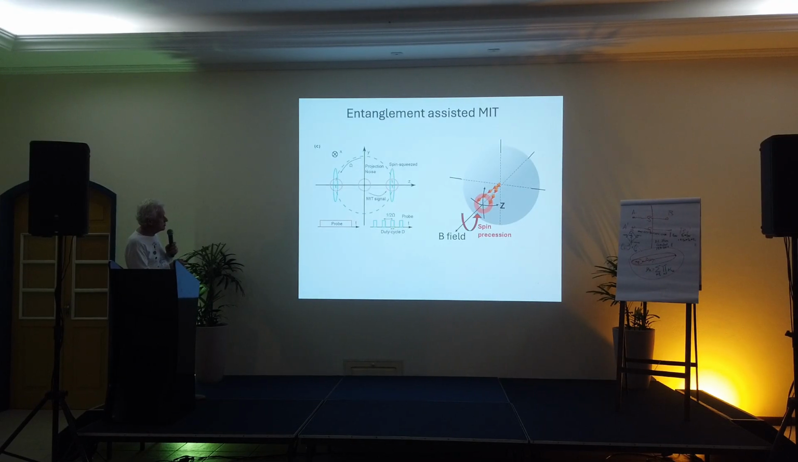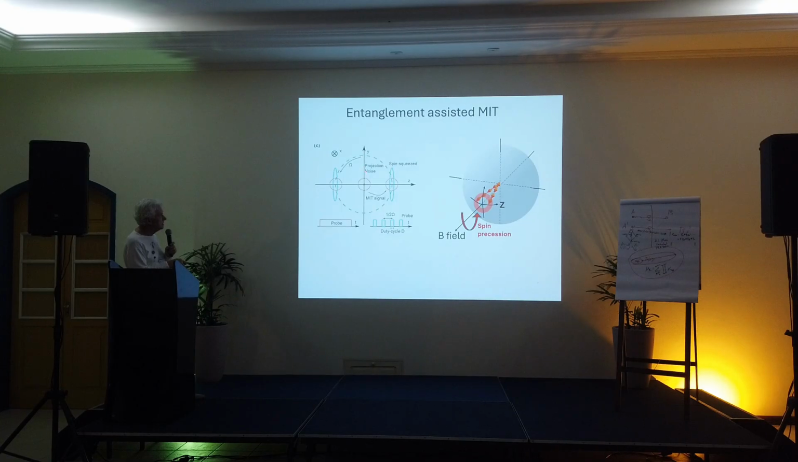Another picture showing how it works. So now we're looking at the spin from the top. The spin is precessing like that, and you make measurements here and here and here and here. And again, in the Bloch sphere, that basically means that the spin is oscillating like that, and you're making measurements here and here, and seeing the spin squeezing.